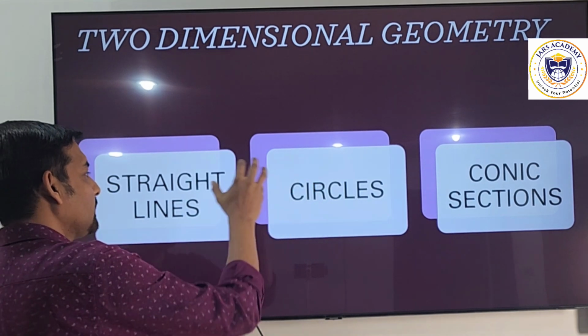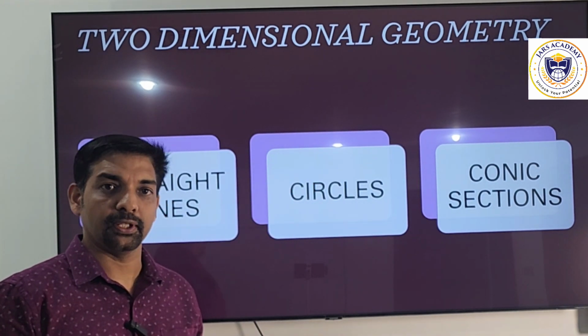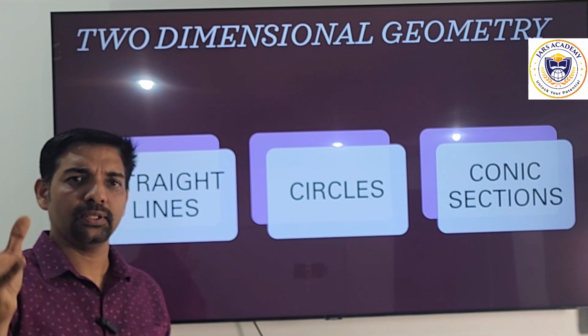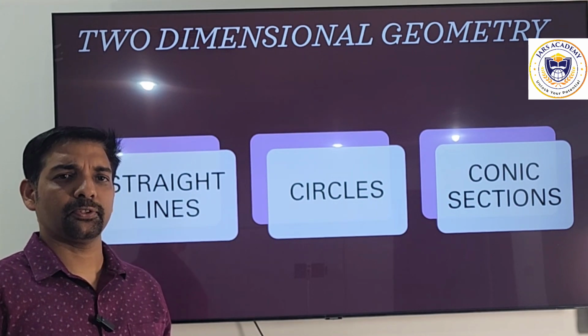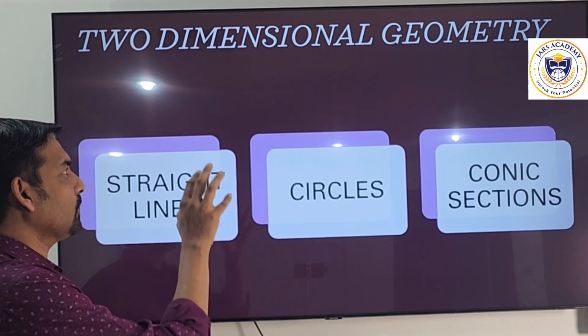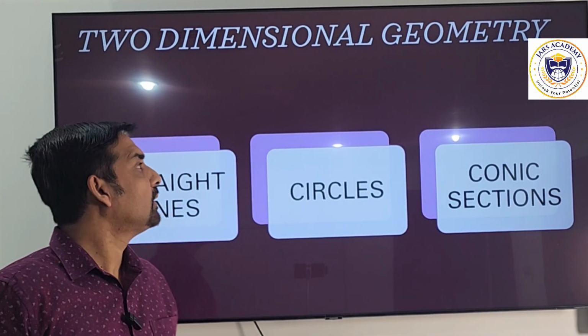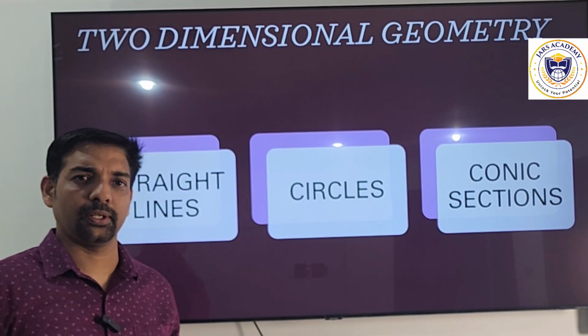And circles is written as a separate topic even though it is part of conic sections. So for that also, NCERT and maximum previous past paper questions you have to study. So this should be taken as the second bundle, that is two-dimensional geometry.